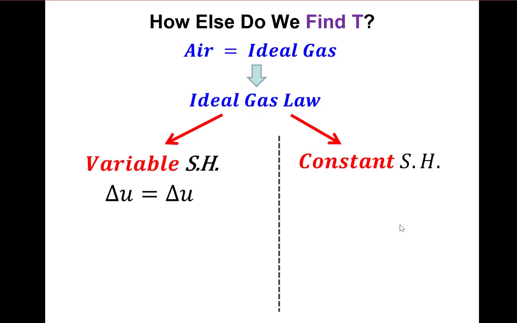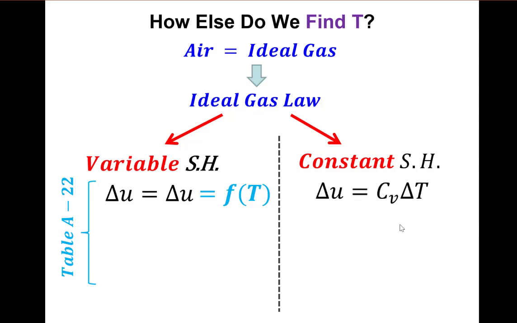The first path is variable specific heat. Here, I need to actually find delta U. I'm going to find the individual values of the specific internal energy, and I'm going to look those up on table A-22 if I'm dealing with air. Or today in the example, I think we use table A-22E because we'll be using imperial units.